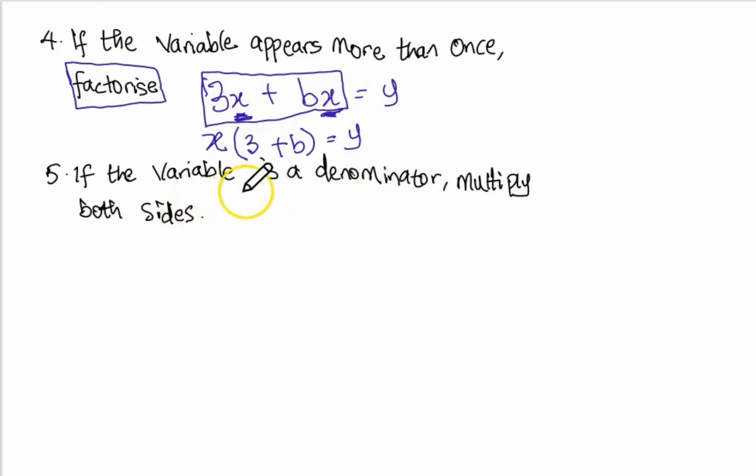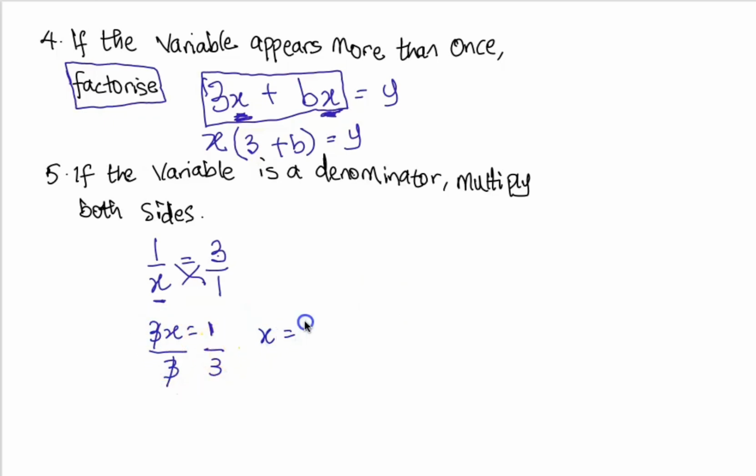So lastly, if the variable is the denominator, you multiply both sides. If we have 1 over x equal to, let's say, 3, and I want to make x the subject of the formula, we cannot leave it as a denominator. Rather, you do what we call cross multiplication. So this is like 3 over 1, and you cross multiply. 3 times x will be 3x, then 1 times 1 is 1. Then we are simply going to divide both sides by 3, and when we strike out 3, x will be equal to 1 over 3.